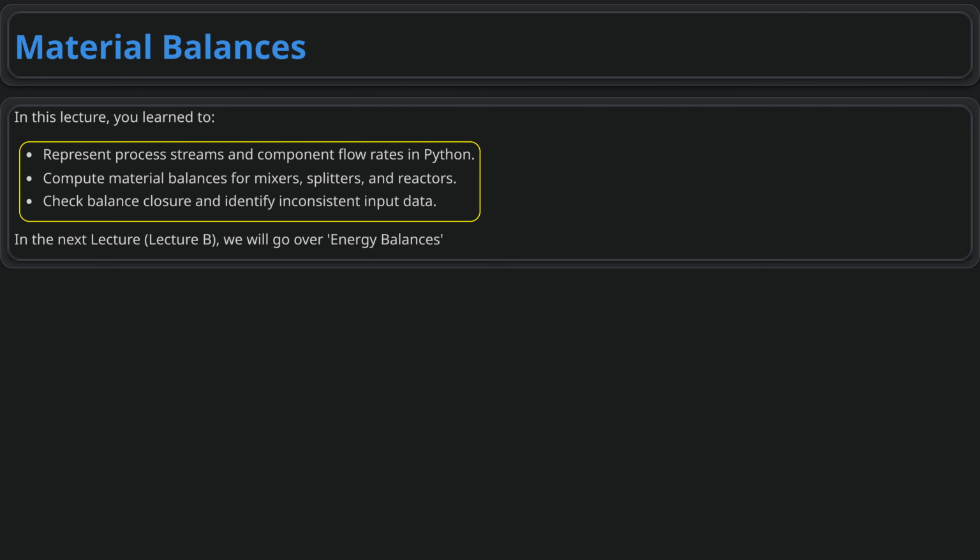In this lecture, you learned to represent process streams and component flow rates in Python, compute material balances for mixers, splitters, and reactors, and check balance closure and identify inconsistent input data. In the next lecture, Lecture B, we will go over energy balances.